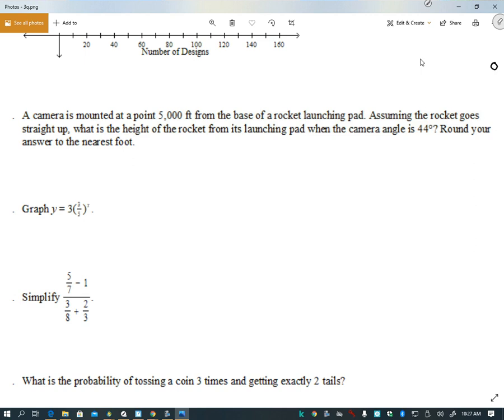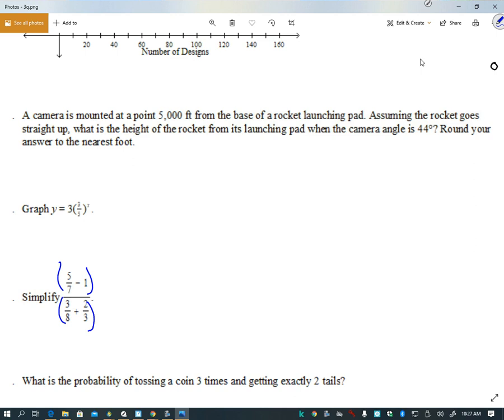This graphing question is just a matter of plugging it in your graphing calculator, right? Do we know how to do this? Do we need to see it? No. Okay. Simplify. We have a fraction minus a fraction divided by a fraction plus a fraction. Order of operations tells me that the numerator is a grouping symbol and the denominator is a grouping symbol. So we have to finish each of the grouping symbols before I can divide.